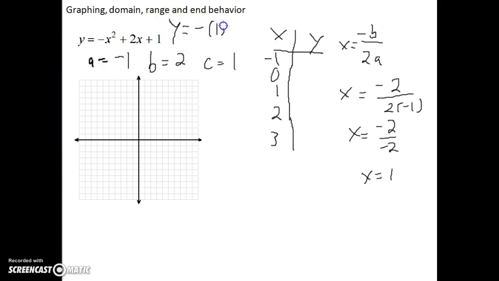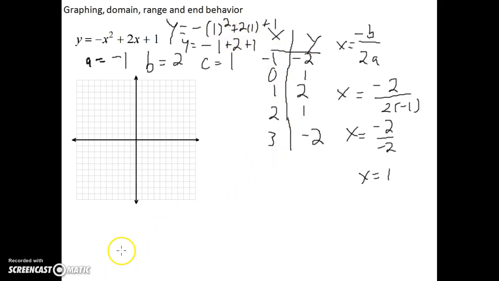So negative 1 squared plus 2 times 1 plus 1. And you just simplify that. So 1 squared is 1. It stays negative because negative is on the outside. Plus 2 plus 1. When we add that all together, we get 2. So we do that with the negative 1, plug it in, 0, plug it in, so on and so forth. Alternately, if you have a graphing calculator, you could just put in this equation and get your values from a table. You just need to find that vertex first so you know what to center it around.